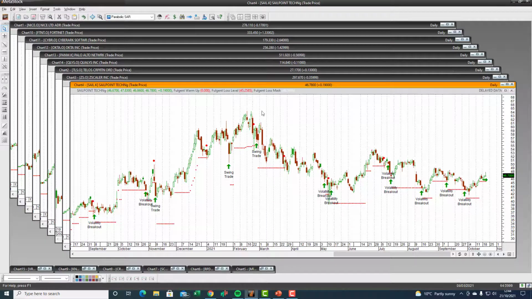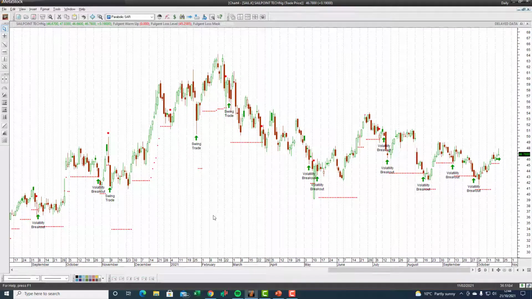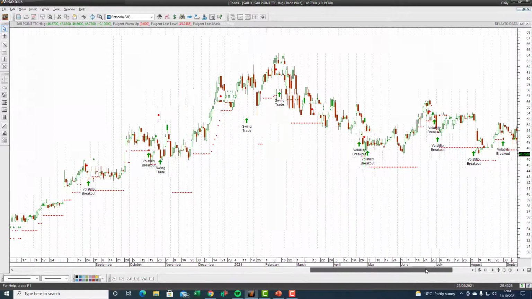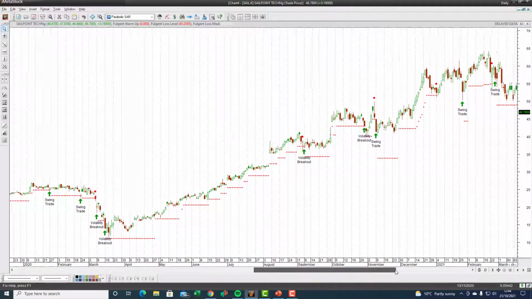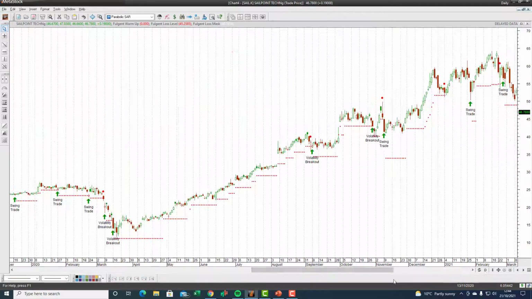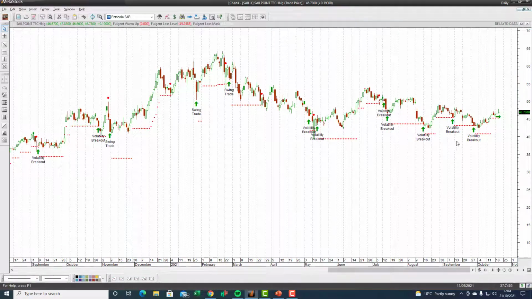All right, next up, SailPoint Technologies. Yeah, we've got a sideways moving choppy stock. The AI likes the volatility breakouts here. You can see there's quite a lot of hot trades, quick trades you've got to take. The last volatility breakout in a nice trending market did very, very well. April, May, June, July, August, September. Fantastic rally there. And now we've got a new signal on here, volatility breakout.